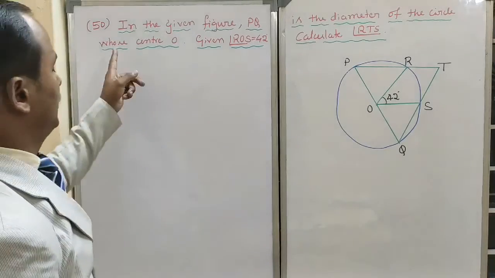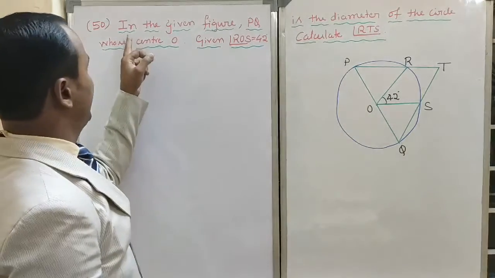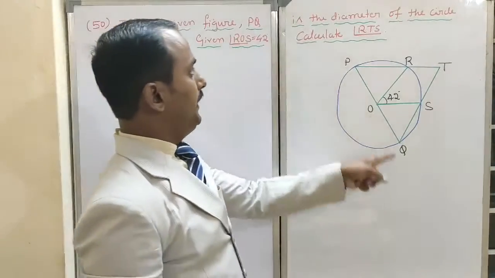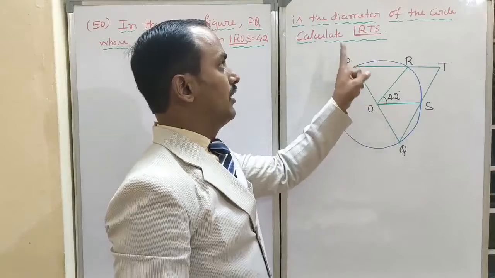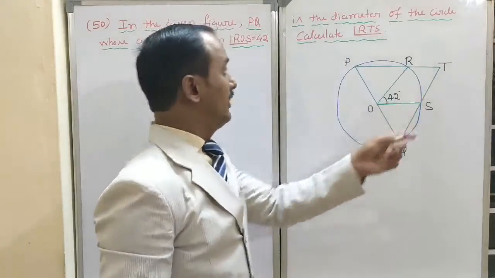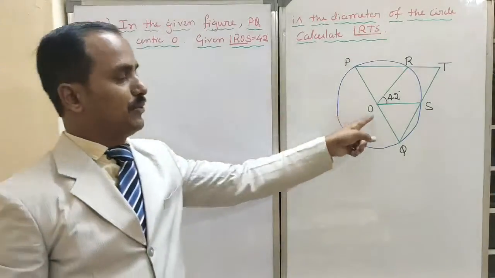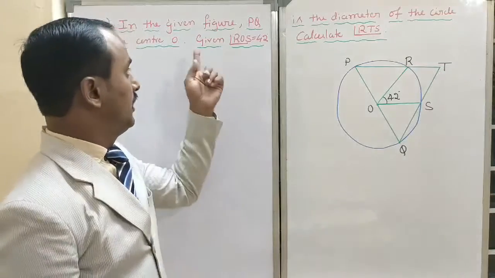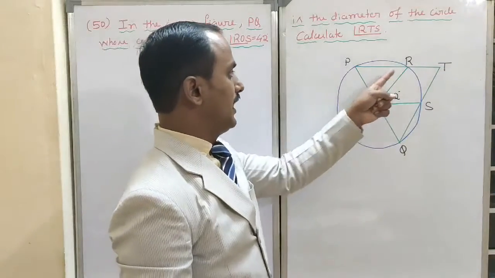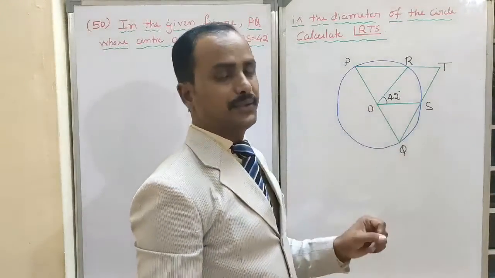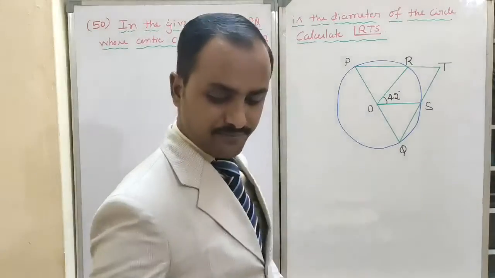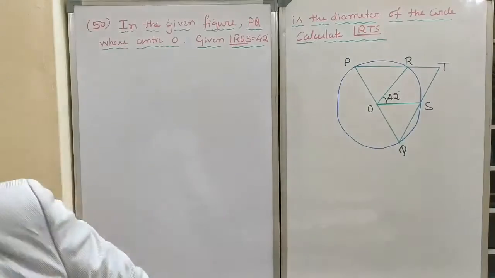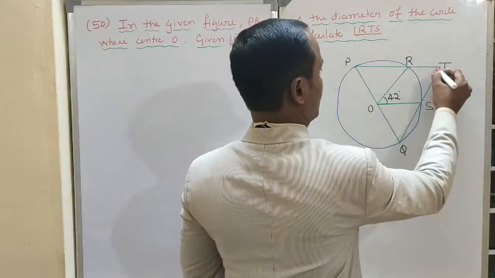50th question, dear children. I will read the question. In the given figure, PQ is the diameter of the circle whose center is O. Given angle ROS is 42 degree. Calculate angle RPS. Where is RPS, dear children? Here, this angle.